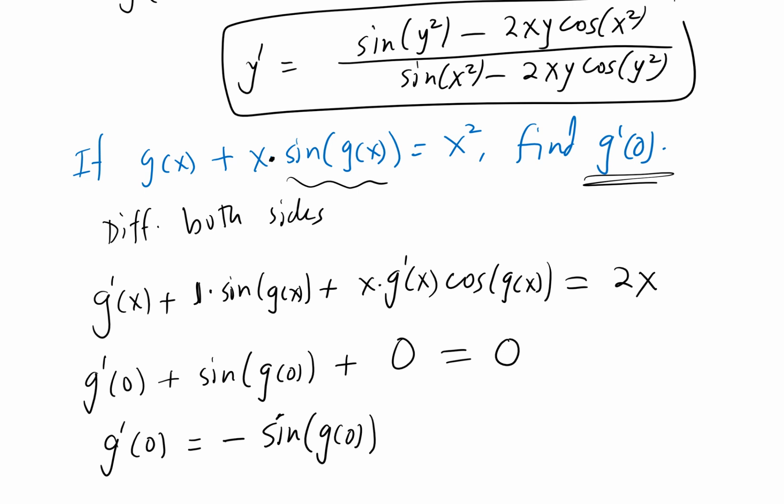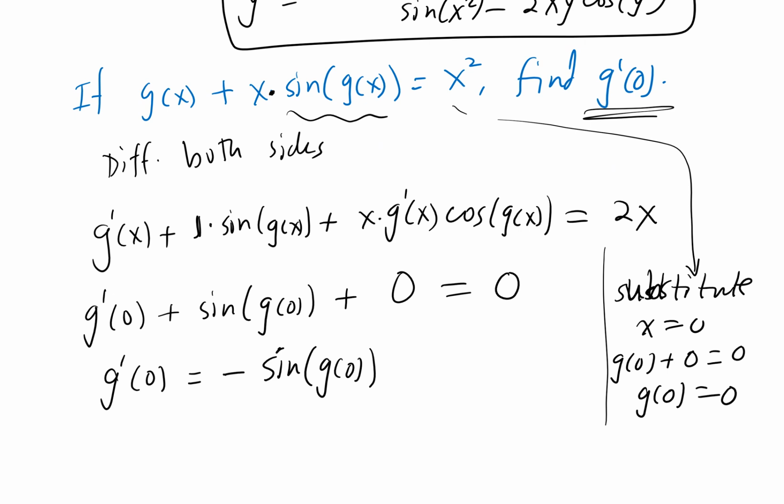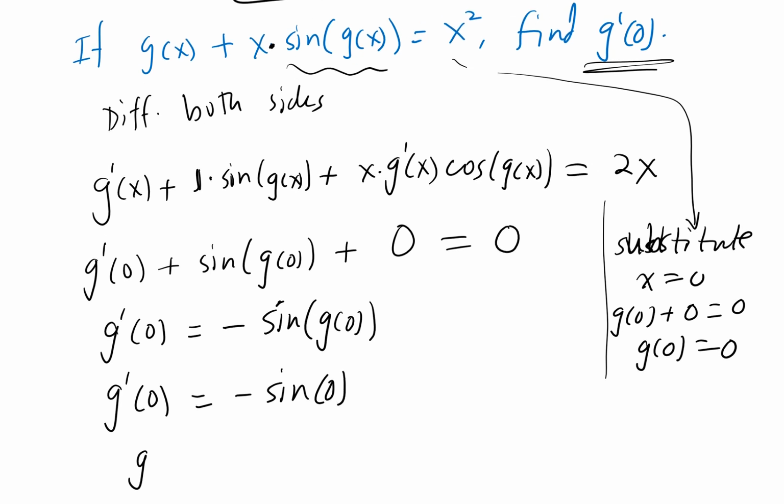So how do you find this out? We need to find g of 0. We can go back to the original equation and substitute x equals 0. What do we get? g of 0 plus 0 equals 0. So g of 0 is 0. So g prime of 0 is negative sine of 0. And we know sine of 0 is 0. So the answer for g prime of 0 is 0.